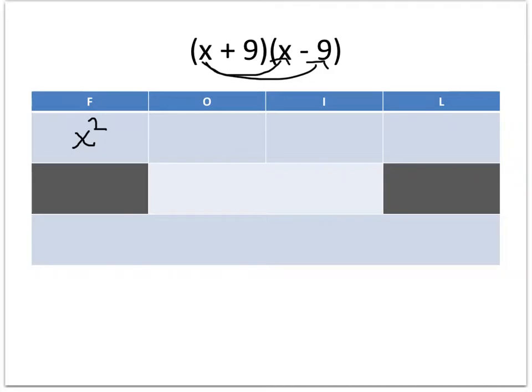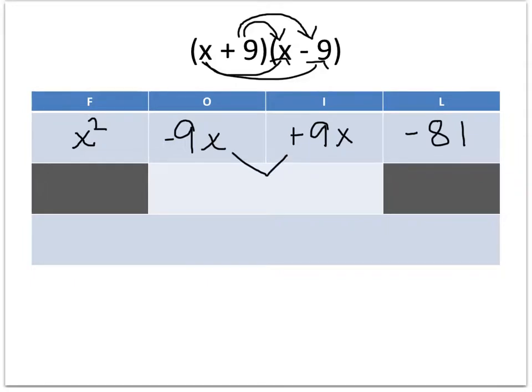X times negative 9 gives me negative 9x. 9 times x gives me positive 9x. Positive 9 times negative 9 gives me negative 81. Combine my 2 middle terms, and what do I get? Negative 9x and positive 9x. I get 0x.